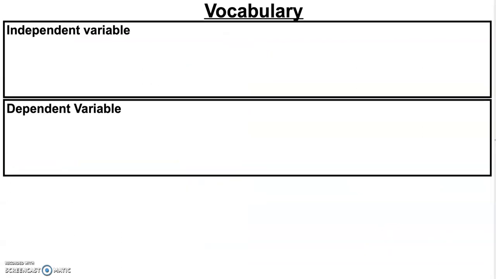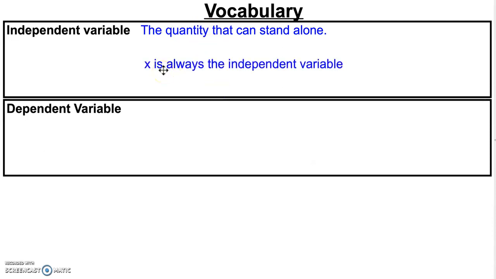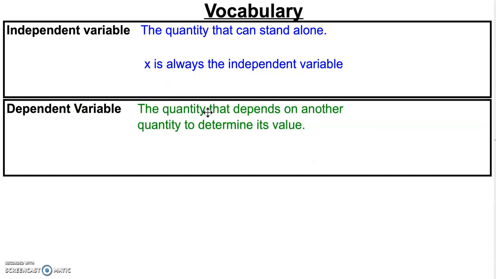Also, some other vocabulary we're going to need to know is independent and dependent variables. Independent means it can stand alone. It doesn't depend on anything else. When we look at situations and graphs, it's the quantity that doesn't need the other one. So x for our situations is always the independent variable. The dependent variable is a quantity that depends on another to determine its value. In any of our situations, y will always be the dependent variable.